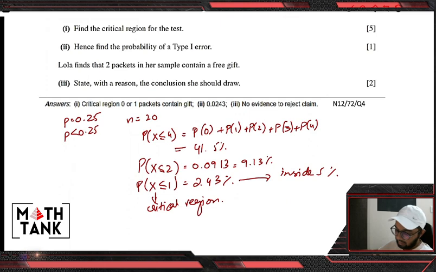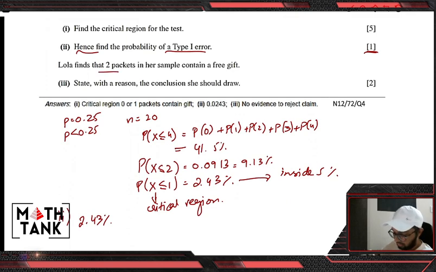Then it says, hence find the probability of a type 1 error. So you've already found that. You're going to say that it's 2.43%. That's why it says hence, and it's just 1 mark. You need to be able to tell me that the critical region is basically the probability of a type 1 error. Lola finds that 2 packets in a sample contain a free gift.